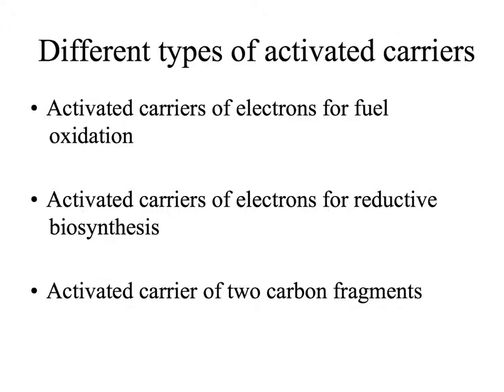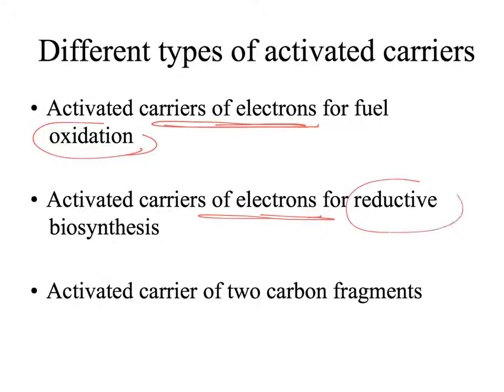Here we see some different types of activated carriers. We have activated carriers of electrons, carried so that we can complete fuel oxidation. We have activated carriers of electrons that allow us to undergo reductive biosynthesis. So in one case you are breaking down, and in the other case you are building up or making something. And then we have activated carriers of not electrons but two-carbon fragments. We're going to look at each of these individually.